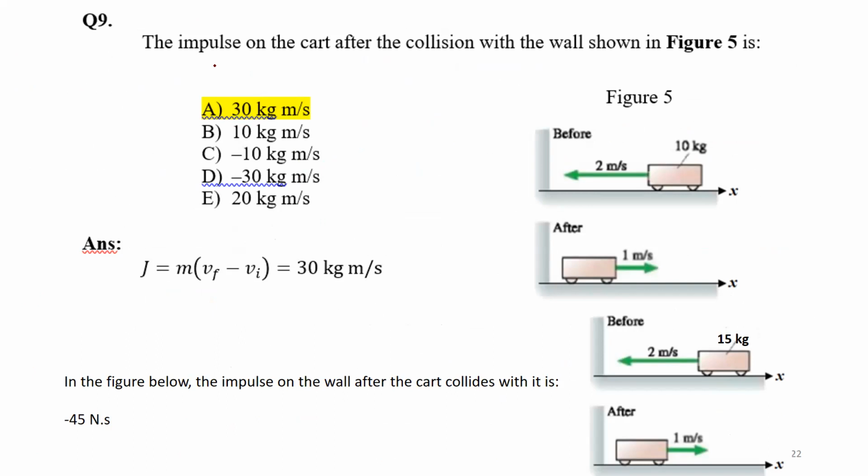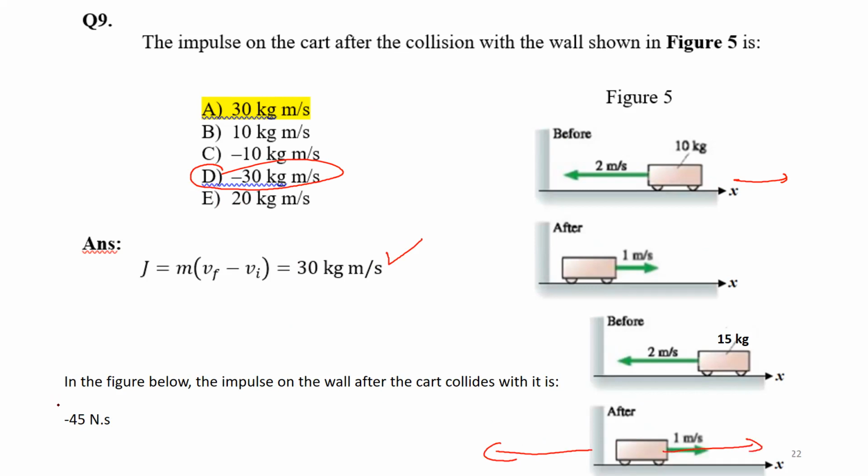Here I said, what is the impulse on the cart after collision with the wall? I want the impulse on the cart. So this is positive x. The impulse on the cart will be positive. So this is the formula and it will be positive. But the impulse on the wall will be negative. So this minus 30 here is the impulse on the wall, because the wall will feel a force which is negative. The cart will feel, because of the collision, a force which is positive.